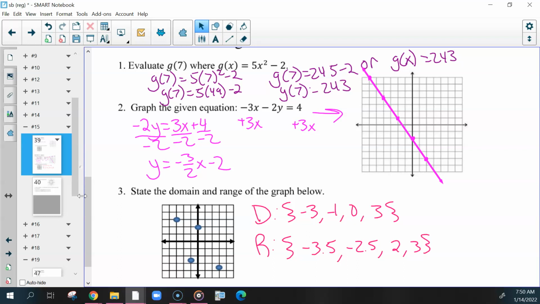For number 2, you needed to graph that equation. So you first need to solve it, get it in slope-intercept form. So add 3x to both sides, rearrange it, and then divide everything by -2. And then once you have that equation, our y-intercept would be at -2, our slope would be -3/2, so up 3, left 2 as many times as possible, or down 3, right 2 once. And that would be the graph of that line.